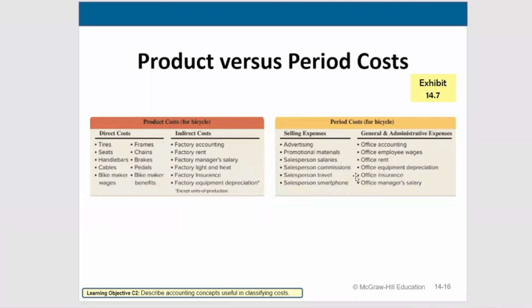See? So if you see the word salesperson or advertising or office, it doesn't go with direct materials, direct labor, or overhead. Remember, the direct costs are direct materials and direct labor. The indirect costs is factory overhead.